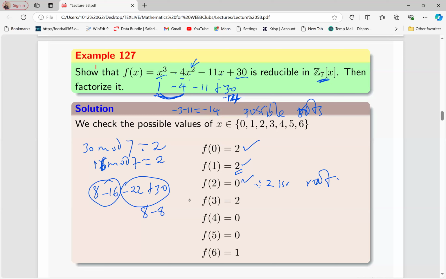When you do the same, you find that 3 is not a root. And 4 is a root. 5 is another root. And 6 is not a root. This is a cubic equation. For a cubic, we require 3 roots, and we already have the 3 roots.